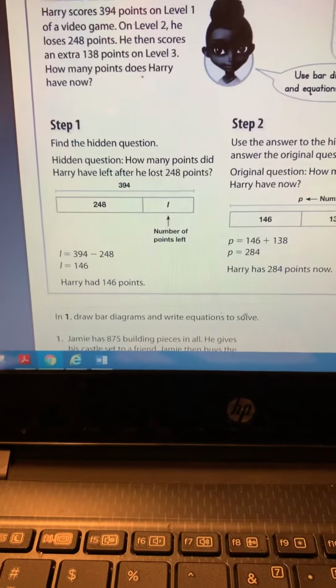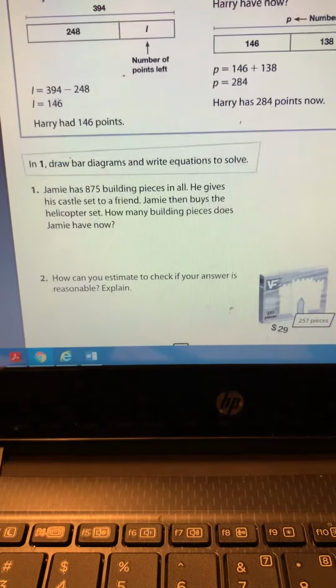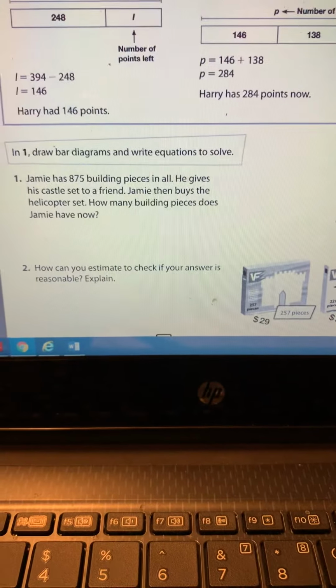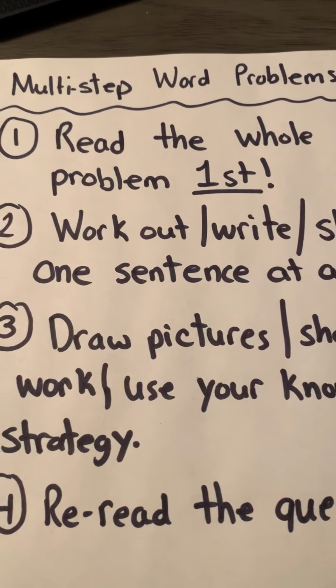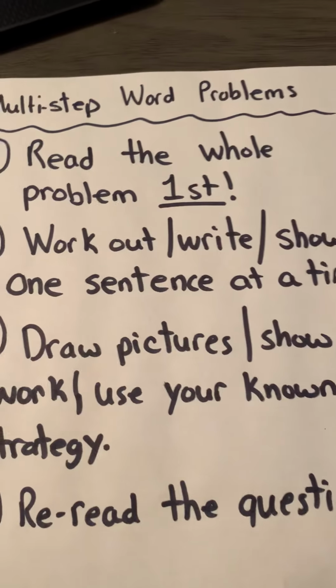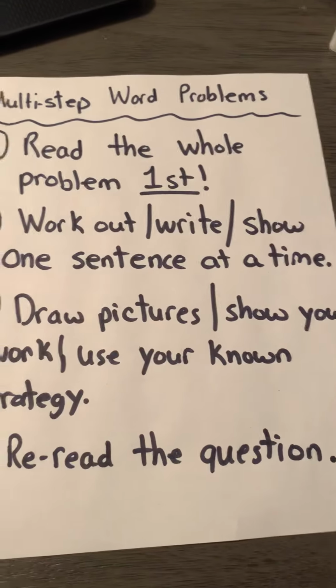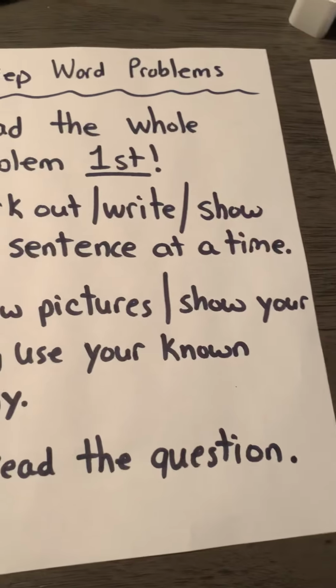So we're going to work on number 1 and 2 together today, so that way I can model for you how to solve this problem. Remember, when we have a multi-step word problem, we have our directions for the multi-step word problem. So I'm going to show you them right here. Remember, number 1, you read the whole problem first. Number 2, work out, write, show one sentence at a time. Number 3, draw pictures, show your work, use your known strategies. And then number 4, reread the question.